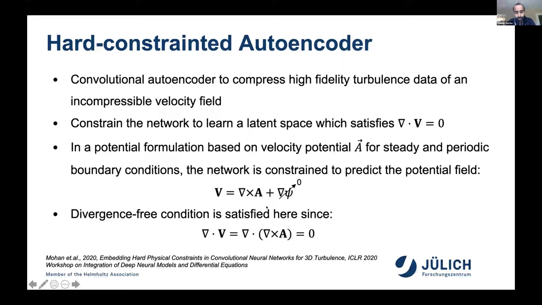If this holds, then the divergence free condition is automatically satisfied, because if you take the divergence here, you get this expression which is equal to zero. So if you are able to find the field A and take the curl of that field, and constrain it to be equal to the velocity field, then you are satisfying the divergence free condition.